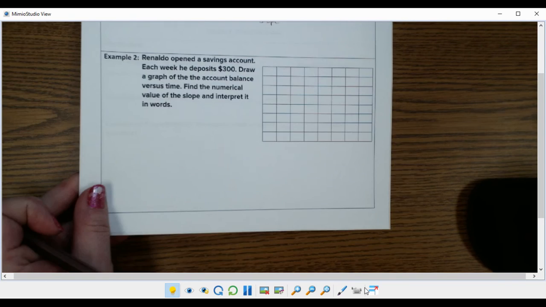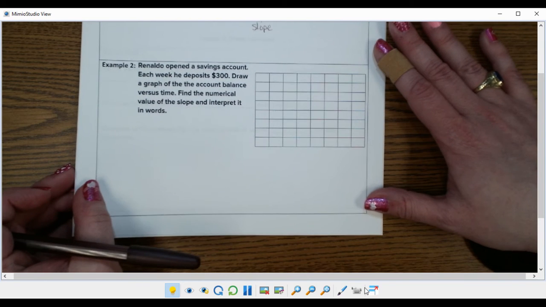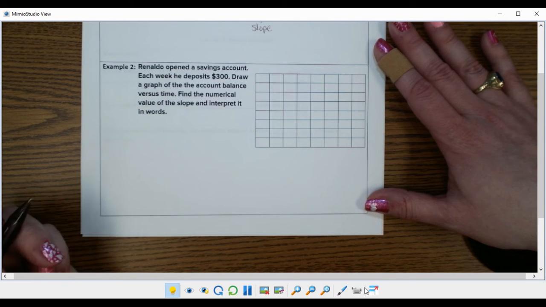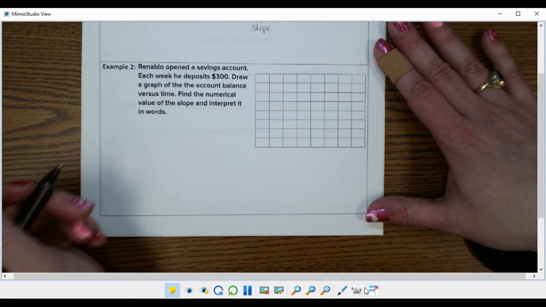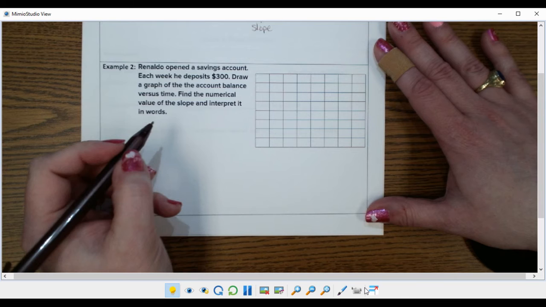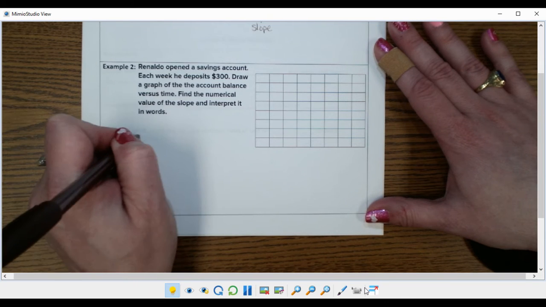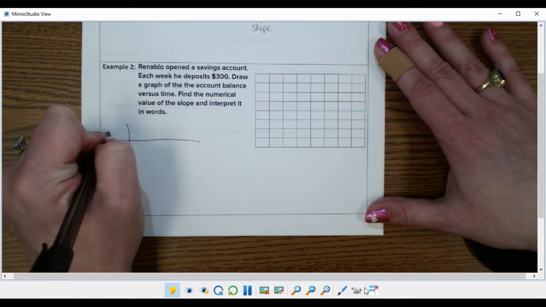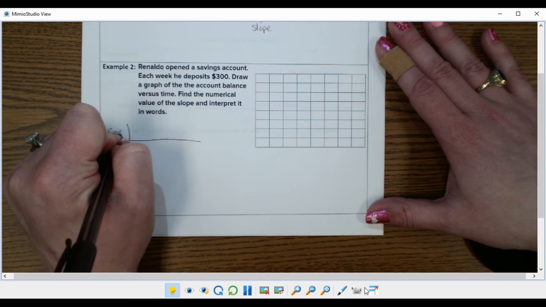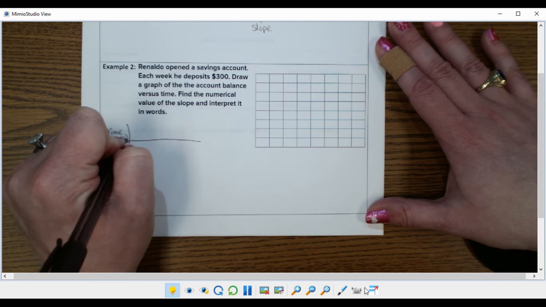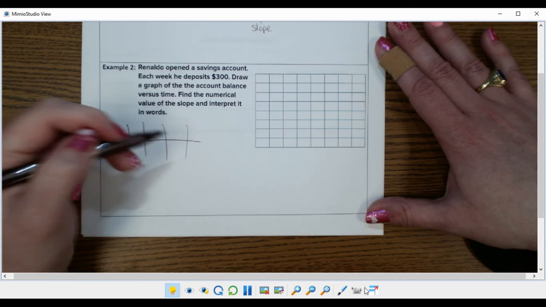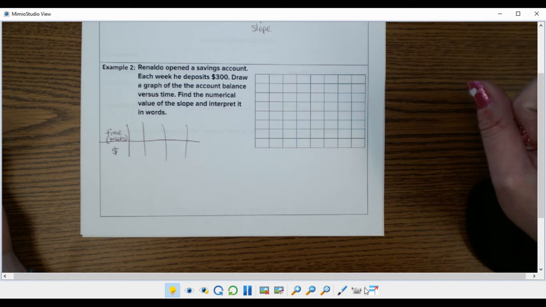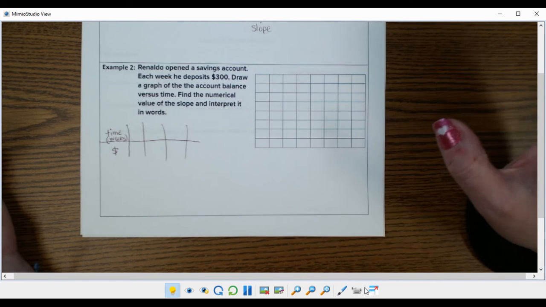I think, first of all, I need to get some data. So what are the 2 things that could change in this? What are the 2 variables? Time, the number of weeks, and money, the amount that he deposits. So let's make a chart. It can go side to side or up and down. I kind of think I'm going to do a side to side one. So this is going to be time in weeks, and this is going to be money. And you only need a couple points. I would do more than 2. I would do, say, 3 or 4, just to make sure that you didn't make a calculation error.